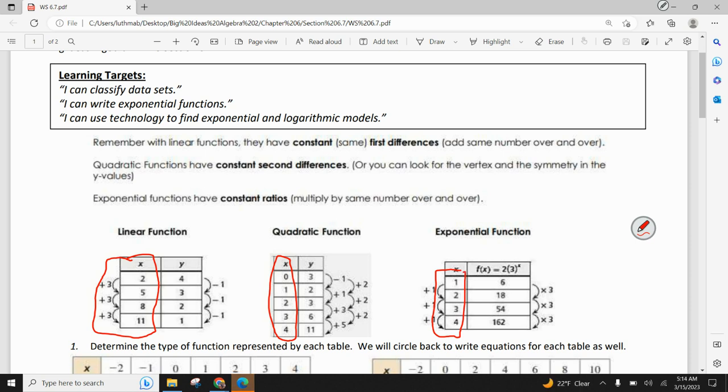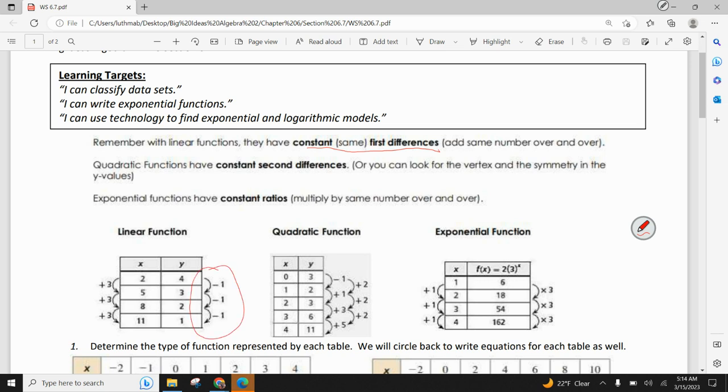Every once in a while, a textbook, a test, somewhere in the academic world, they like to try to sneak one in on you where the X's are not going up by a consistent pattern. That pretty much throws the whole thing off and just allows us to say that we can't classify the data set. The next vocabulary word is if they have constant first differences.